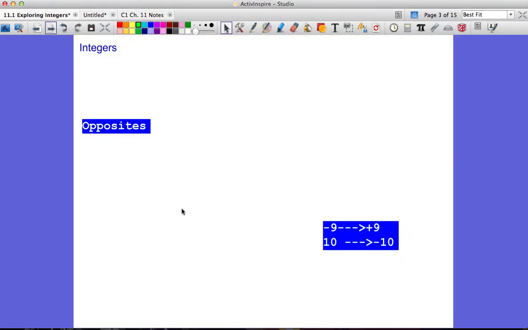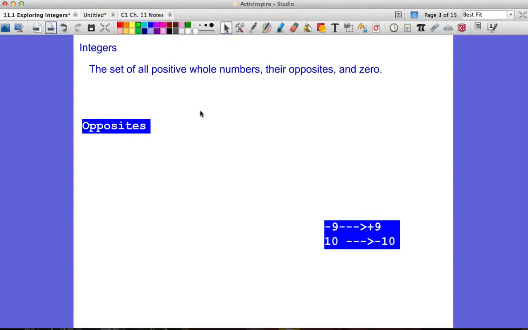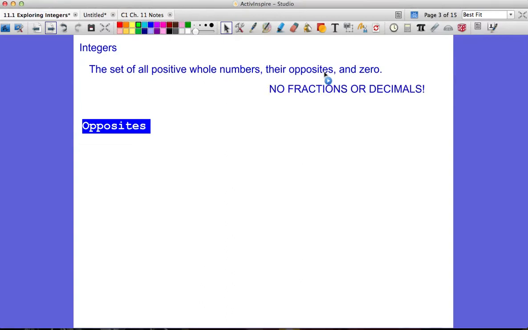All right, so we're going to talk about some vocabulary terms here. First, we have integers. Integers are the set of all positive whole numbers, their opposites, and zero. So integers are all of your positive and negative counting numbers. They do not have decimals and they do not have fractions. They're different from whole numbers in that they can be negative and it includes zero. So again, no fractions or decimals. If there is a fraction or a decimal, this is not considered an integer.